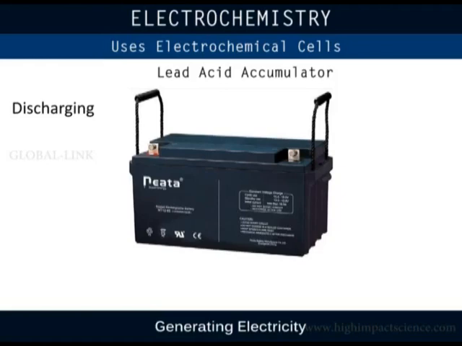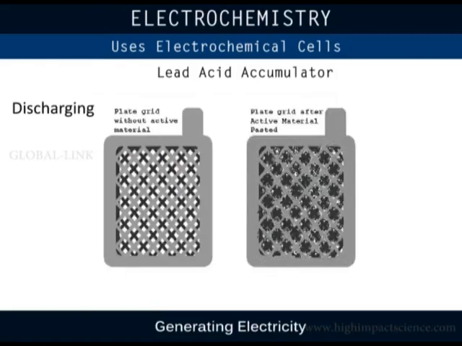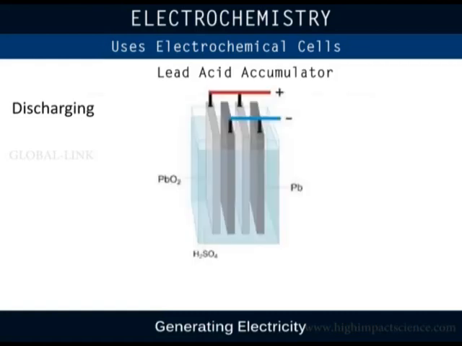The main materials required to construct a lead acid battery are lead 4 oxide, spongy lead, and dilute sulfuric acid. The positive plate is made up of lead 4 oxide. The negative plate is made up of pure lead in soft spongy condition. The plates are then dipped in dilute sulfuric acid.